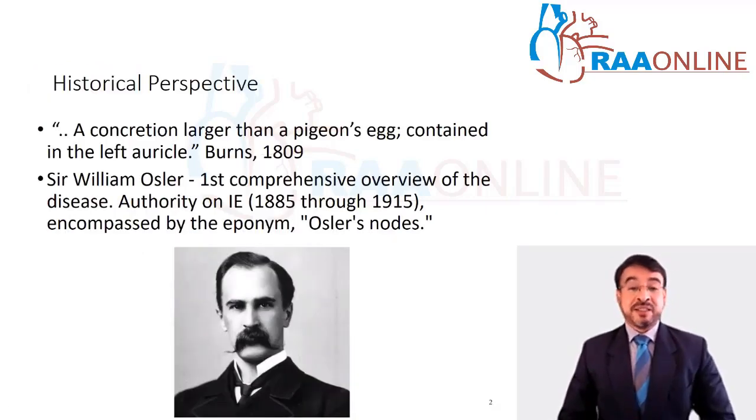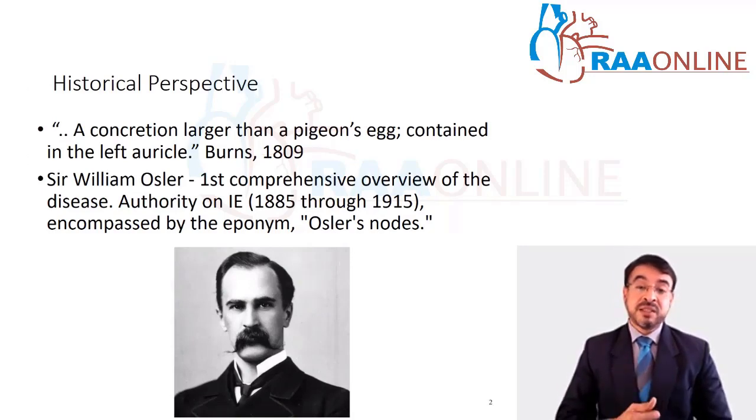Now, historically, infective endocarditis was first described in 1616. This was nearly 500 years ago, and that was when they found that the heart was being infected when there was damage in the valve.